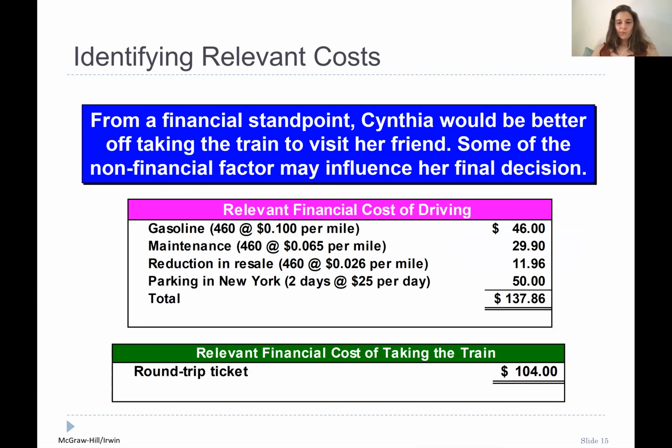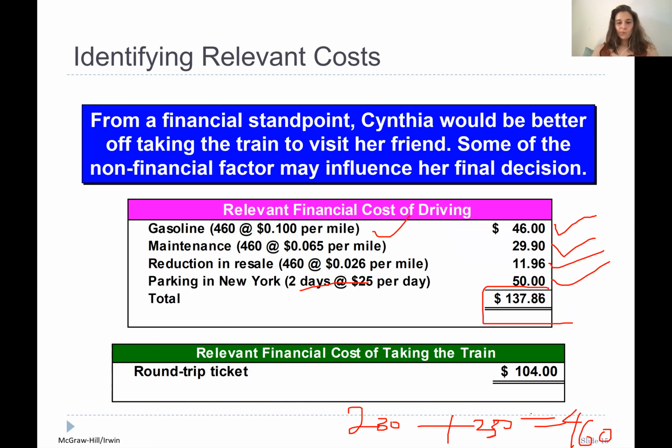So now if you multiply the round trip, our friend is 230 miles apart, so the round trip is going to be 460. So gasoline prices, yes. Maintenance, yes. Reduction in resale, yes. Parking fees in New York, yes. So her total cost is going to be $137.86. Train fare is $104. So which one should she choose?